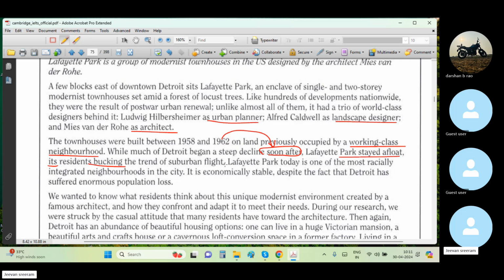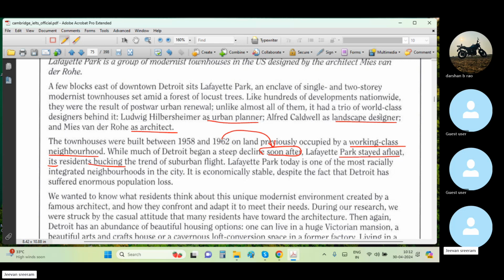That has become a trend. But these Lafayette Park people had not migrated. They're actually opposing that particular trend of migrating to cities, right? So Detroit was shrinking, but Lafayette Park was afloat. Its residents have not followed the trend of migrating to cities. They stayed there in the same Lafayette Park.